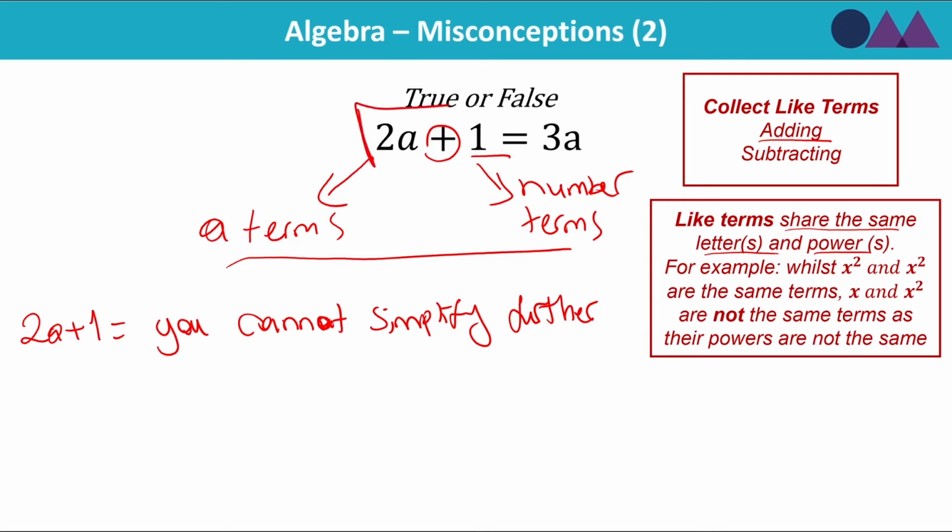How can we make it true? 2a plus, if I write a next to 1, both are the same terms. I mean, letters are the same, powers are the same, therefore you can collect them. 2a plus 1a makes 3a.